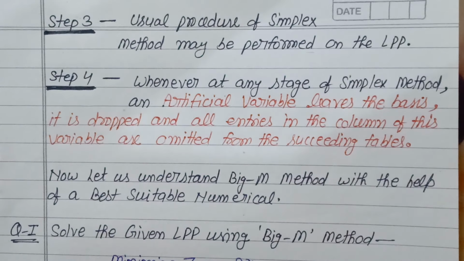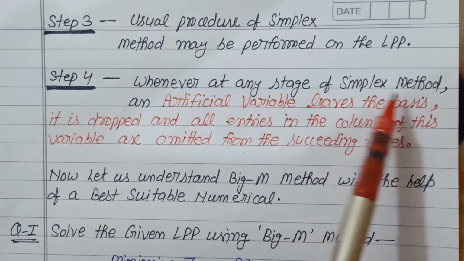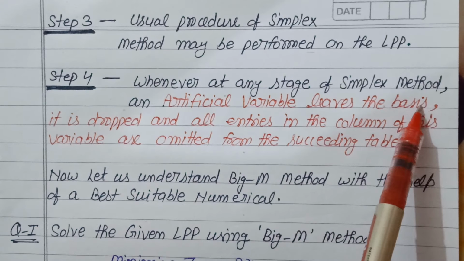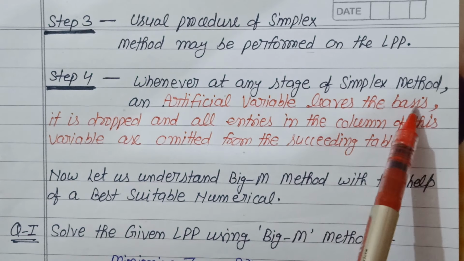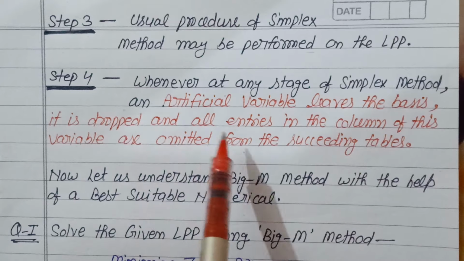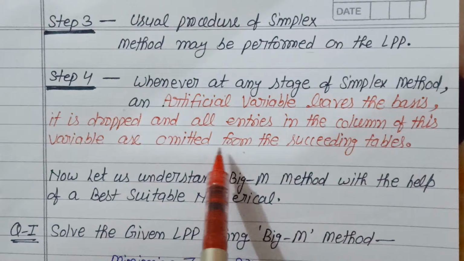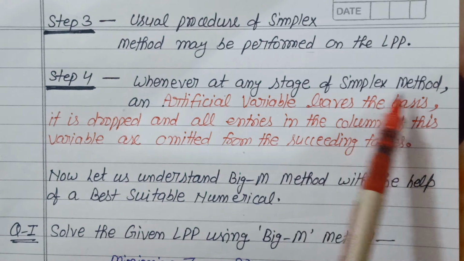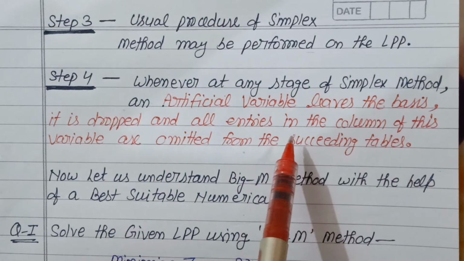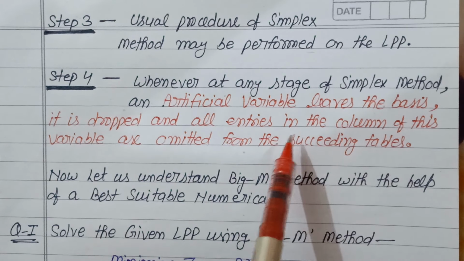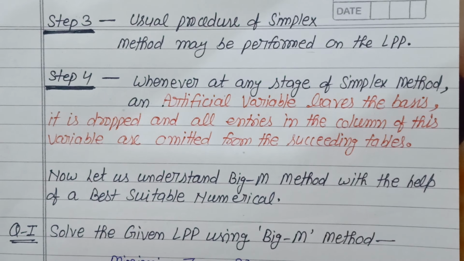One more step in the Big M method is that whenever at any stage of the simplex method an artificial variable leaves the basis, that is, if it is the outgoing variable, then it has to be dropped and all the entries in the column of this variable are omitted from the succeeding tables. You will see this step in the upcoming numerical, and at that place this entire step will become clear. Now let us understand the Big M method with the help of a suitable numerical.